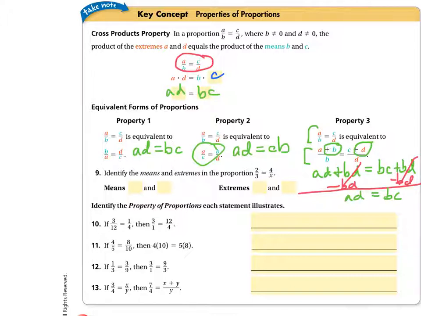So they took the denominator and they added it to the numerator. I actually haven't seen that done very often. That's kind of a weird one. And they've added it to the numerator in each one of those, and it created an equivalent proportion.